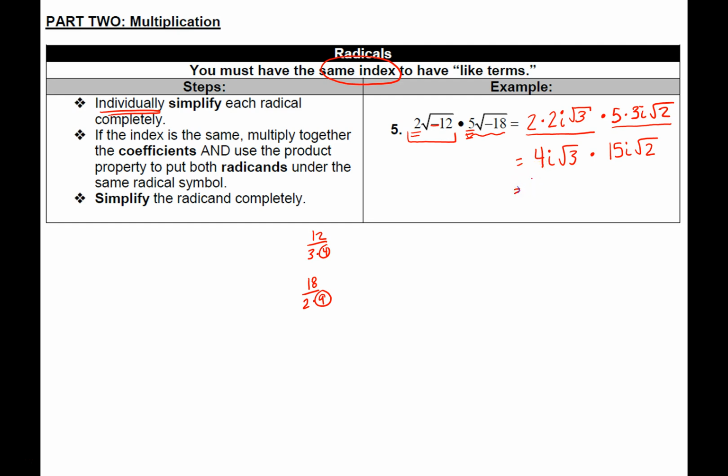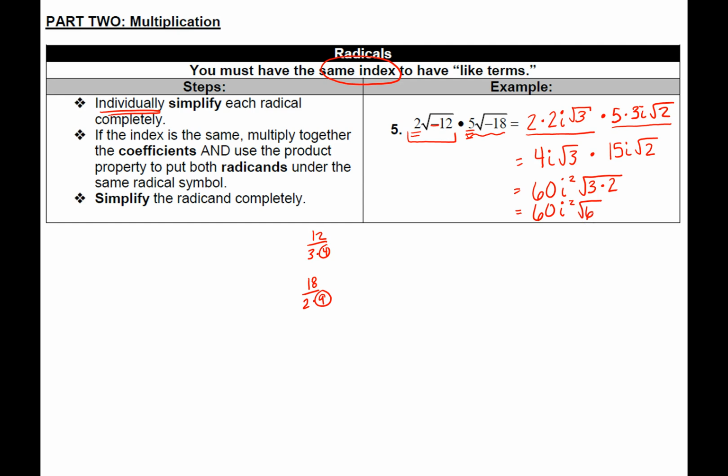So I'm doing 4 times 15, which is 60. i times i is i squared. We'll come back to that in a second. And then the radical, I'm going to put the 3 and the 2, both radicands, inside. That's going to be 6. It's not going to simplify it at all. Sometimes it will, but this is the easier one, so that's not the case. So it looks like we're almost done. 60i squared times the square root of 6.